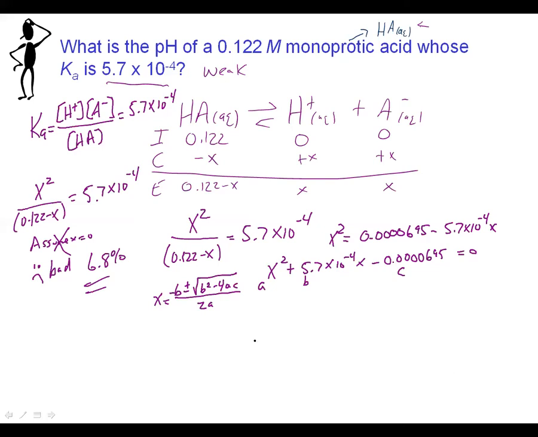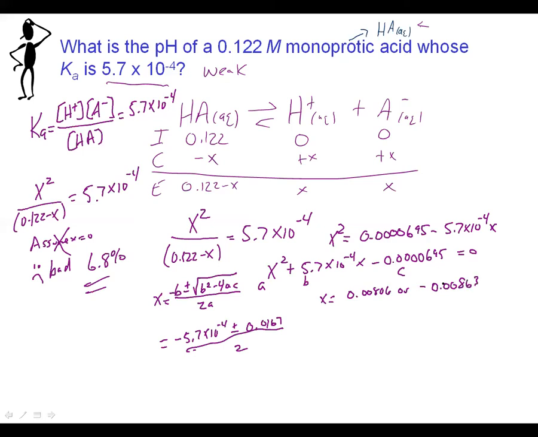And if you put the numbers in, you get minus 5.7 times 10 to the minus 4 plus or minus, when you take care of the square root part, you end up with 0.0167, divided by 2, which gives you an x value of 0.00806 or minus 0.00863 in that case.